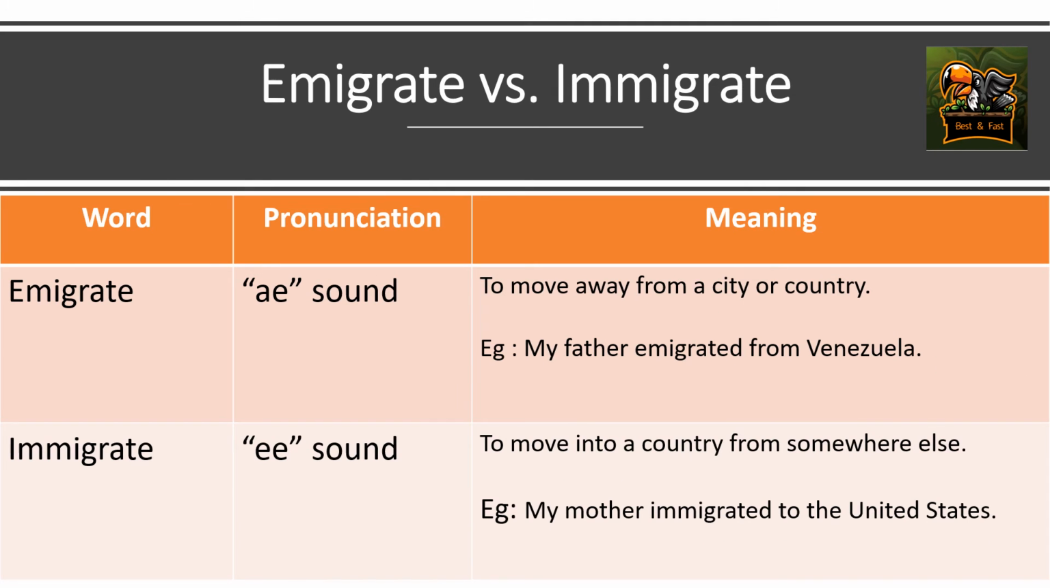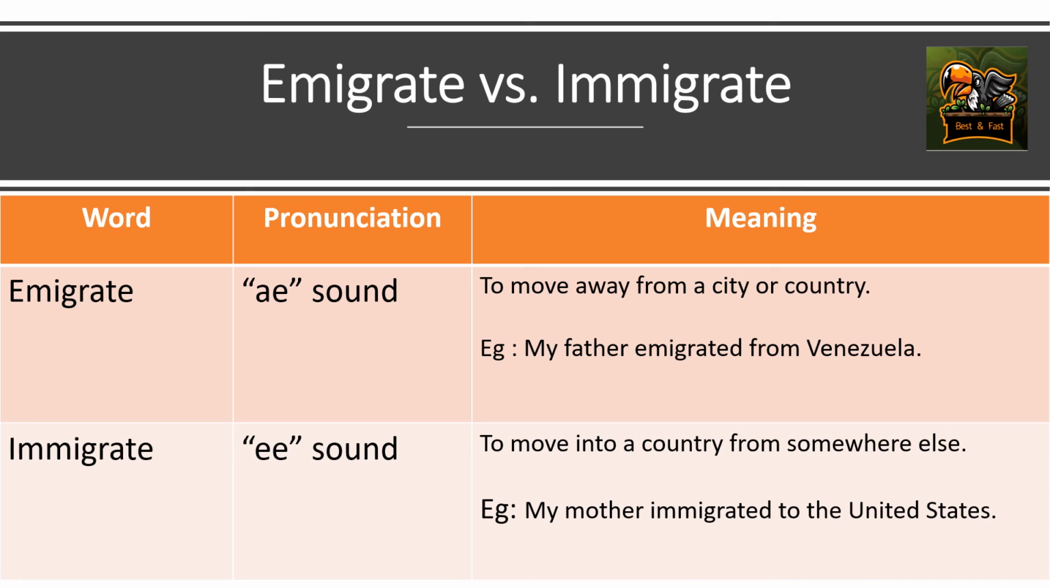Let's look at the last set. Emigrate versus immigrate. Emigration and immigration, very commonly people get confused. Firstly, from a pronunciation standpoint, emigrate has the A sound, emigrate. It means to move away from a city or a country. For example, my father emigrated from Venezuela. You move away from that country.